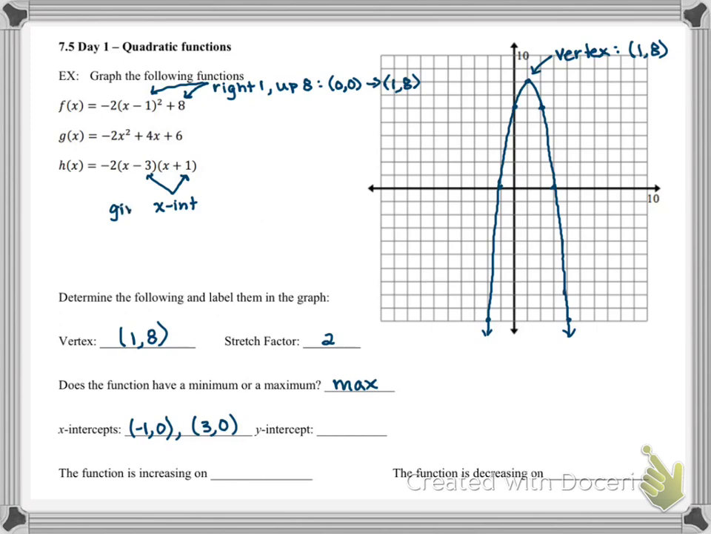I should say that gives x-intercepts. Those aren't actually the x-intercepts, but we can get them from that, right? The opposite of those numbers are our x-intercepts. What about the y-intercept? 0, 6. Do we see that anywhere? Yeah, in G.